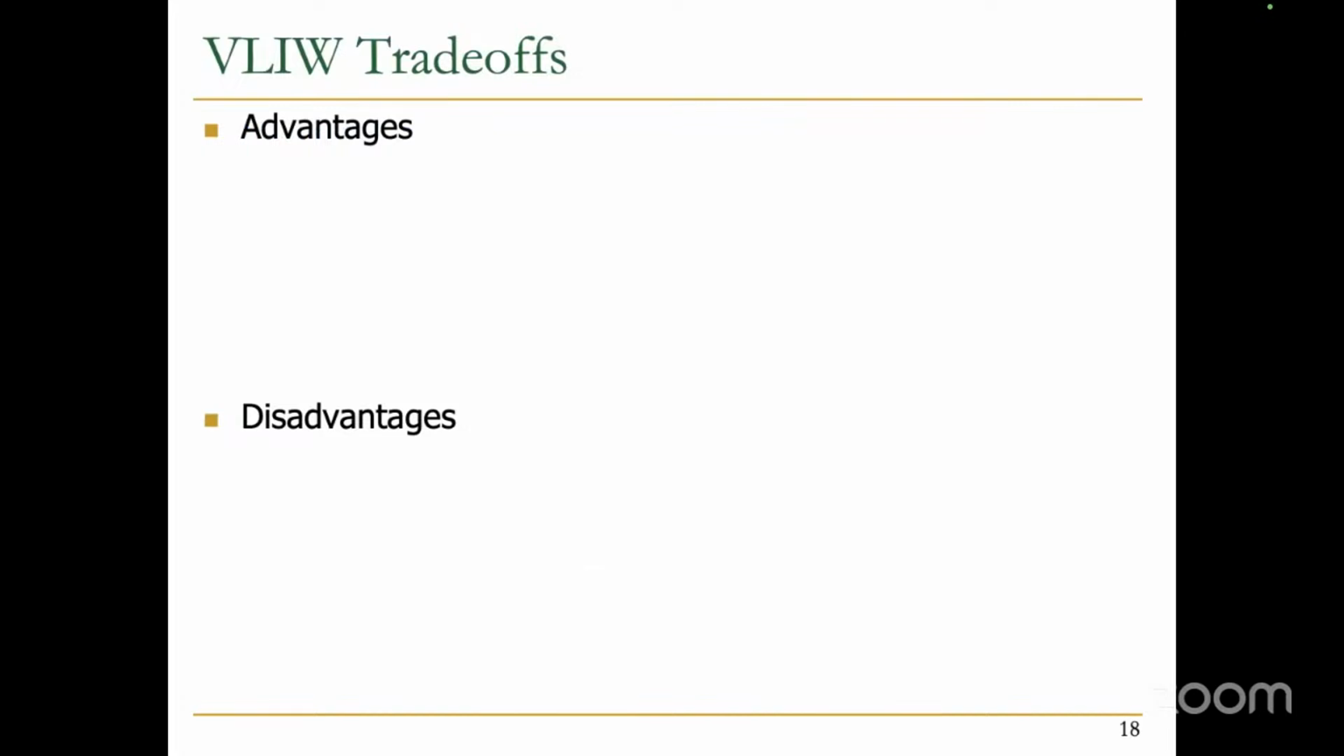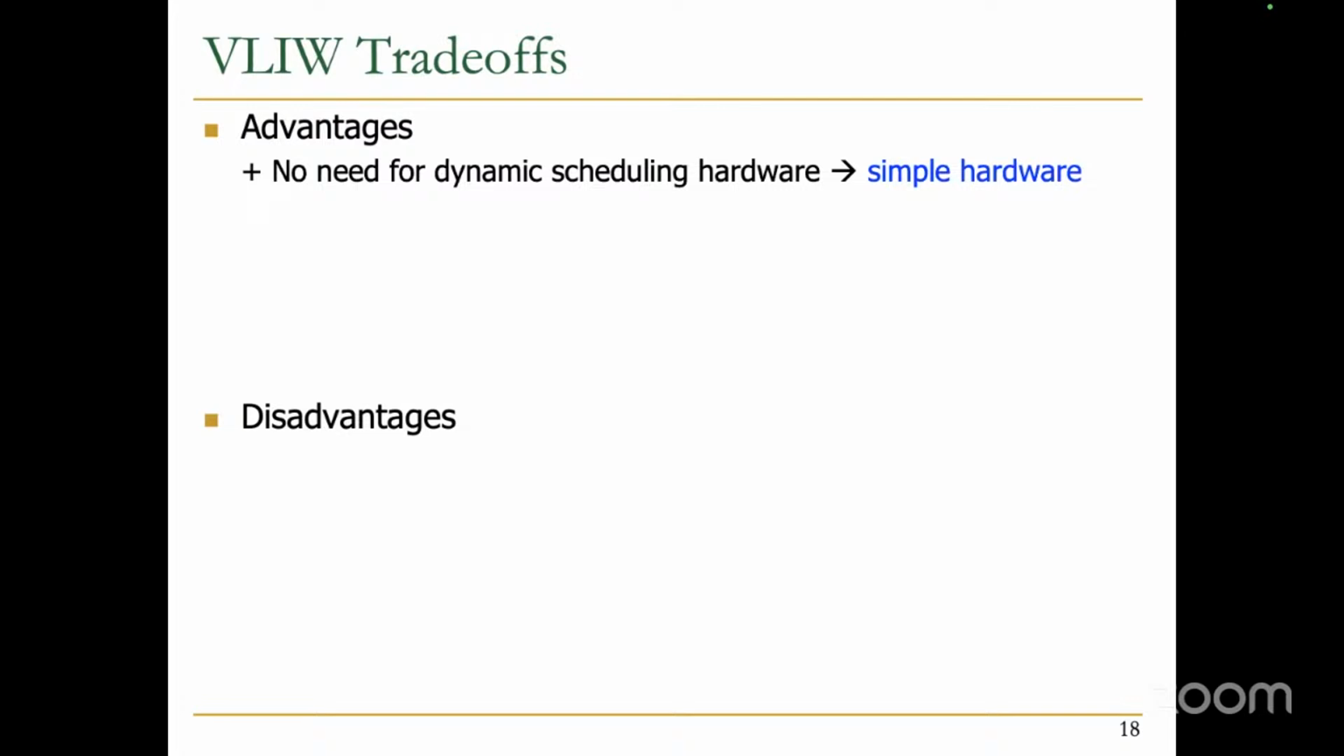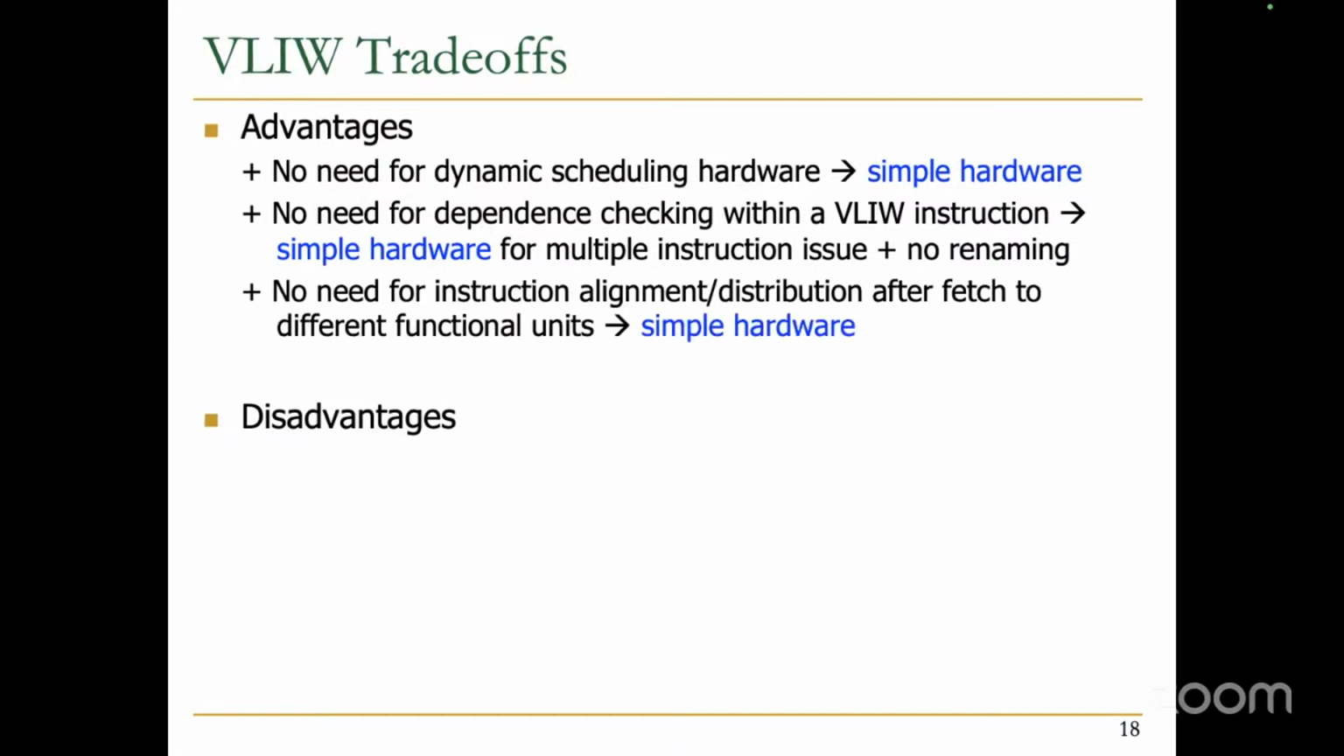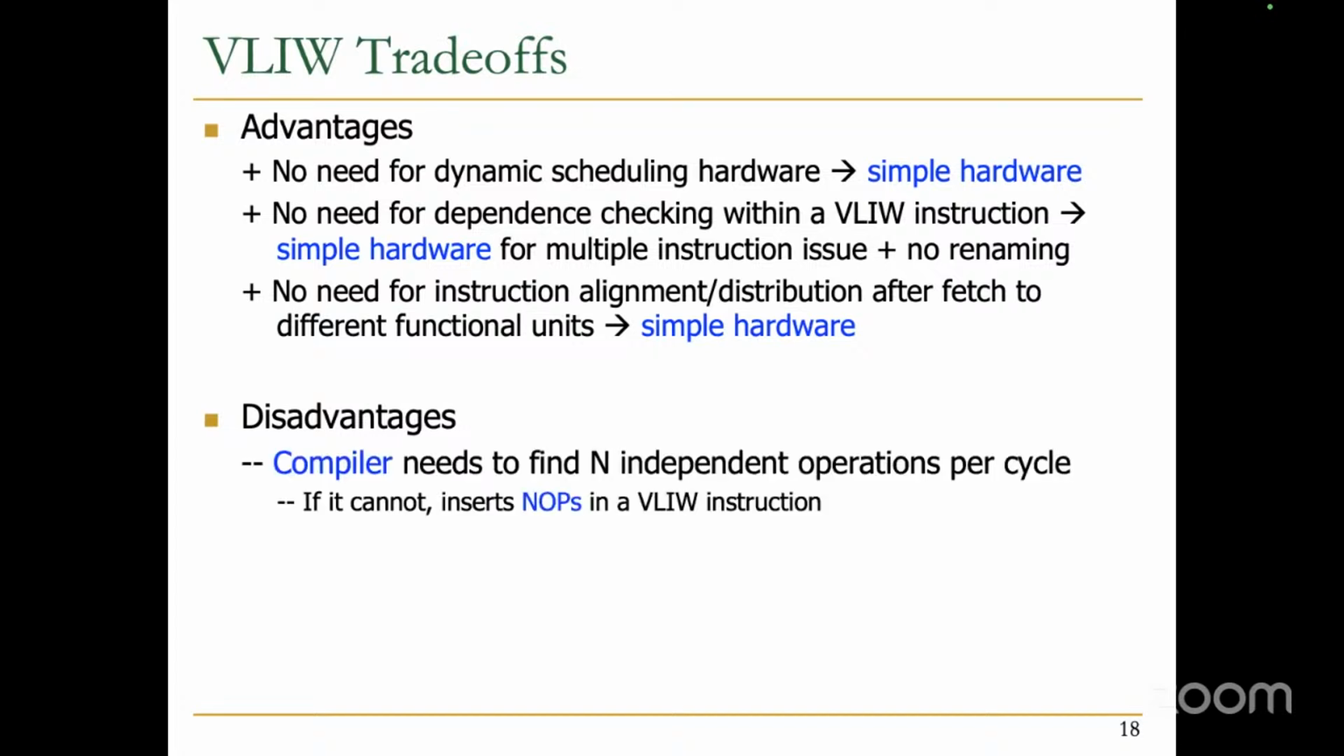Okay, so that's some history. We're going to see a little bit more history, but let's talk about the trade-offs. I think these are hopefully clear. There's no need for dynamic scheduling hardware, so you have simple hardware. This is an advantage, clearly. No need for dependence checking in a VLIW instruction. You have simple hardware for multiple instructions, no renaming. All of that hardware complexity goes away. No need for instruction alignment after fetch to different functional units. Basically, the advantages are all simple hardware, as you can see, right? And simple hardware, in turn, has benefits that we discussed.